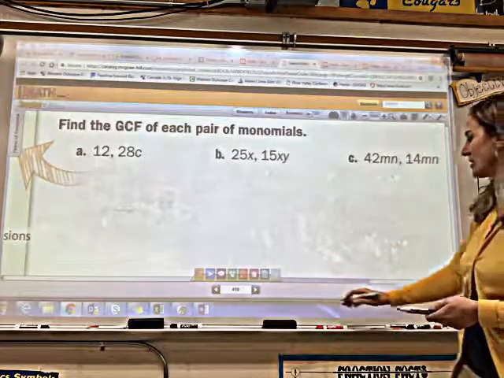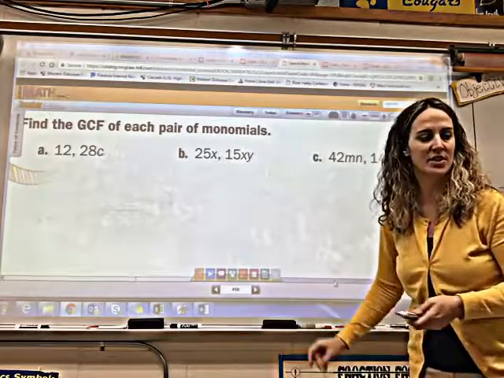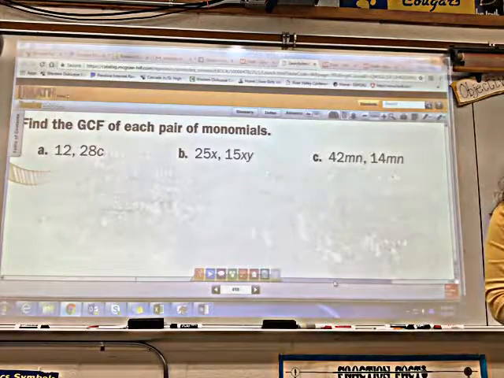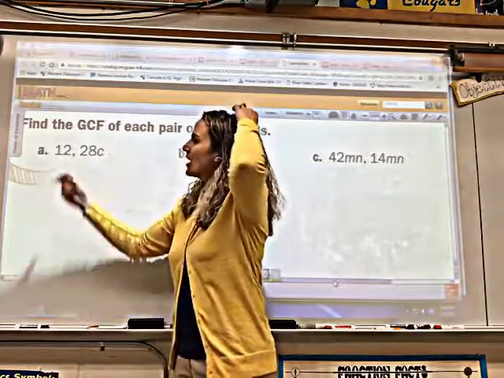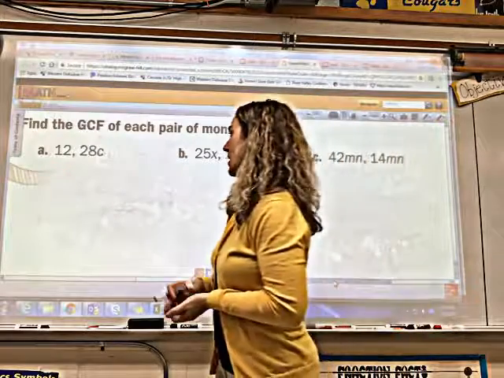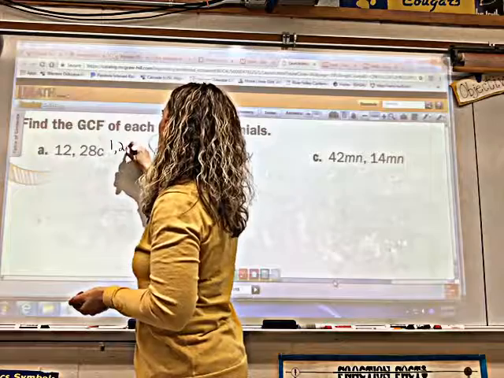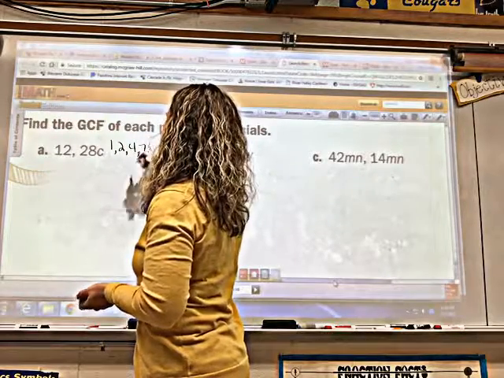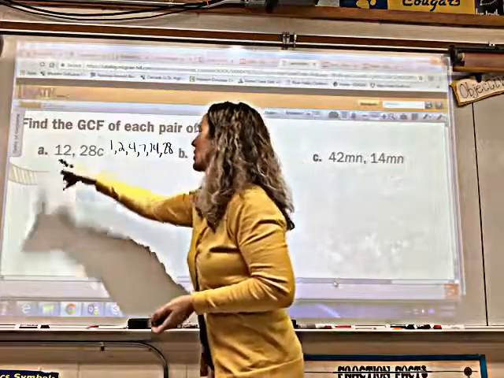Let's take a look at a couple examples on the bottom of 416. We'll go ahead and do these together because I know sometimes this can be tricky at the beginning. When we're thinking about 12 and 28c, again, I'm thinking about the largest common number that will go into both of them. I can think about my factors for 28, for example, so I know I'd have 1, 2, 4, 7, 14, and 28. Out of those, what goes into 12?